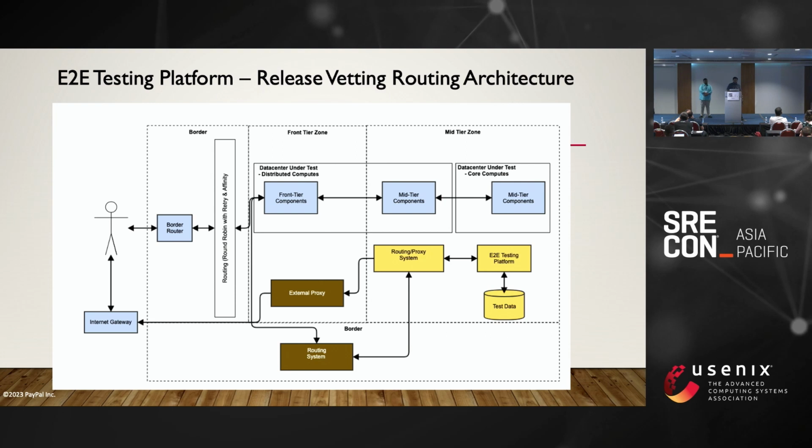But an actual customer, from the customer perspective, will take an internet gateway, reach the border router, and will be served by any of the data centers by the routing logic. So this is the key difference between how we run the end-to-end test with a specific data center and how the customer requests are processed.